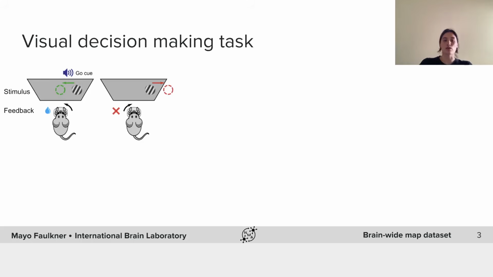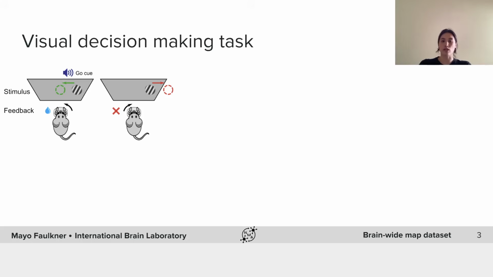The task that we used during the Brain-wide Map project was a visual decision-making task. A stimulus would appear on a screen in front of the mouse, and they'd have to use their paws in order to move a wheel to bring the stimulus to the center of the screen. If they correctly moved the stimulus to the center of the screen, they received a reward of sugar water. If, however, they moved the stimulus in the wrong direction, off the screen, they received an error tone.